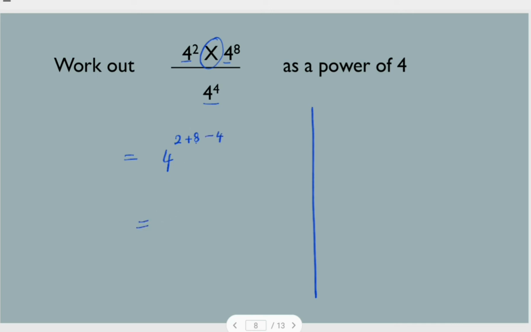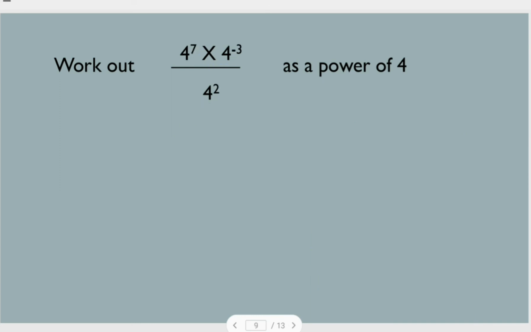So 2 plus 8 is 10. 10 minus 4 is 6. So 4 to the power 6 would be my answer. Otherwise, you can do it the other way. 4 to the power 2 plus 8 is equal to 4 to the power 10. That divided by 4 to the power 4. So in the second step, you can apply 10 minus 4 and still get the same answer.